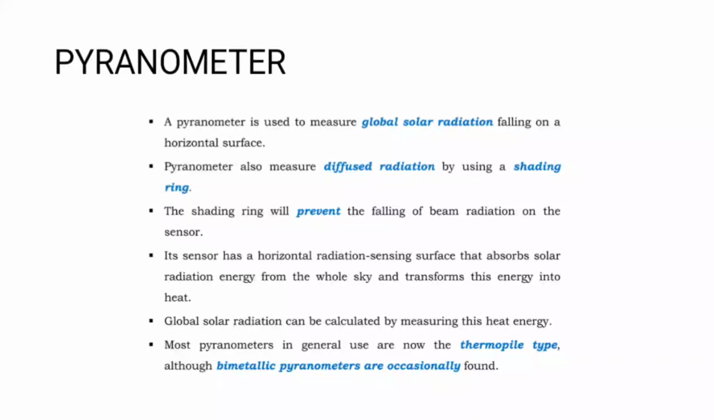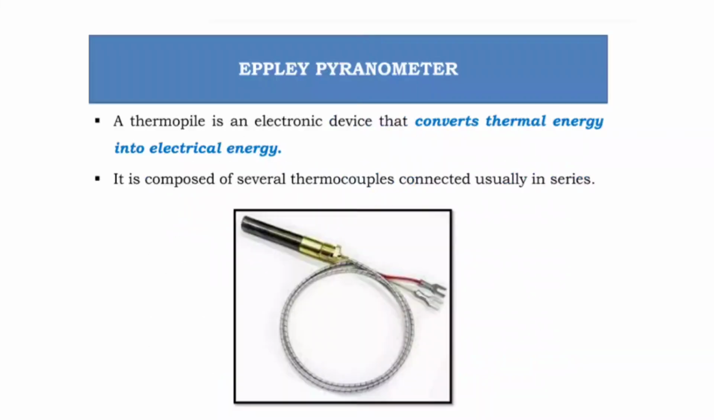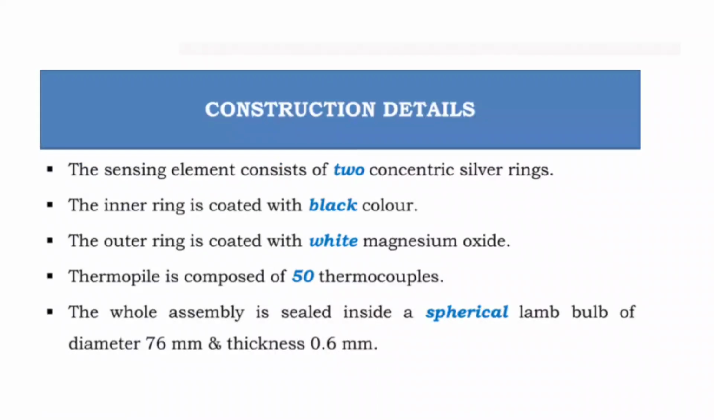Bimetallic pyranometers are also available. You can see this is an Eppley pyranometer. The thermopile is an electronic device which is used for converting thermal energy into electrical energy. The thermopiles will be connected in series. From the EMF measured, we can calculate how much solar radiation is incident.